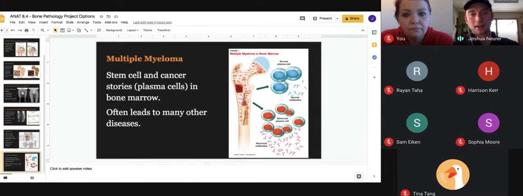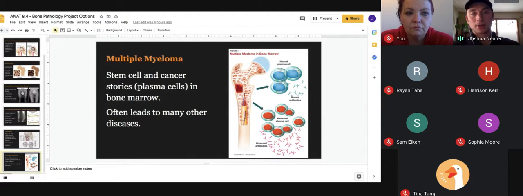And related to that, multiple myeloma is another bone marrow cancer story. This one has to do with abnormal plasma cells being produced. And it actually creates a bunch of abnormal antibodies too. So that's your body's defenses for flagging infection and fighting disease. So this one can lead to a lot of nasty diseases down the road as well.